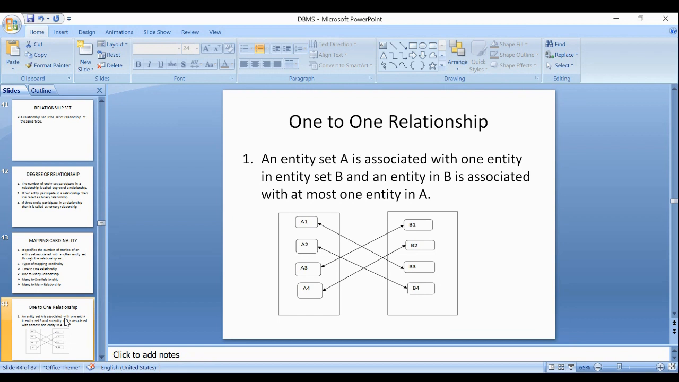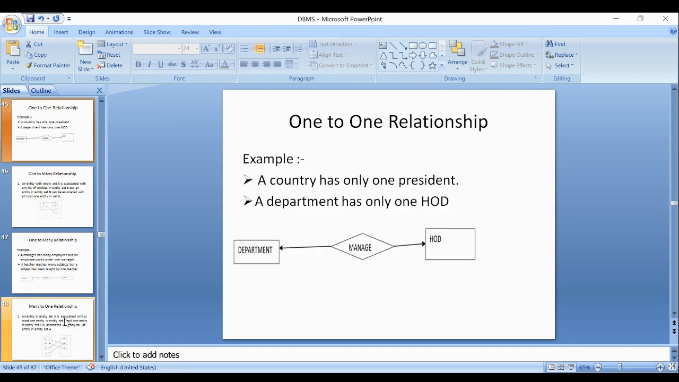Coming to the first one, one-to-one relationship. What is a one-to-one relationship? An entity set A is associated with one entity in set B, and the entity in B is associated with at most one entity in A. Examples of one-to-one relationship are: a country has only one president, a department has only one HOD.